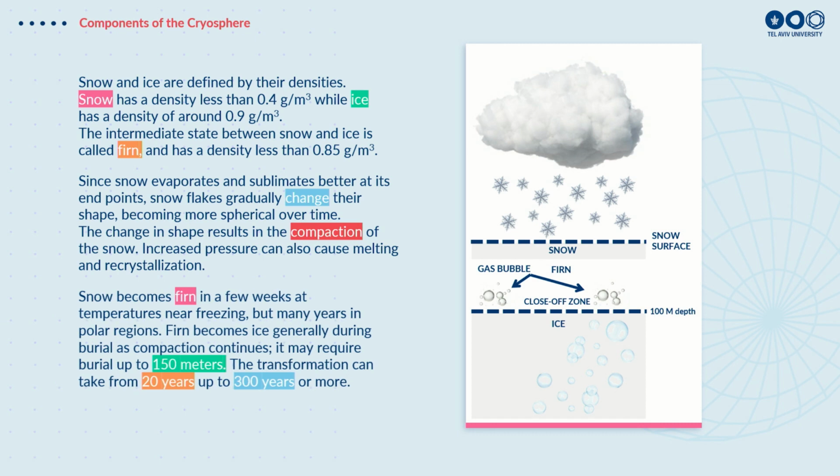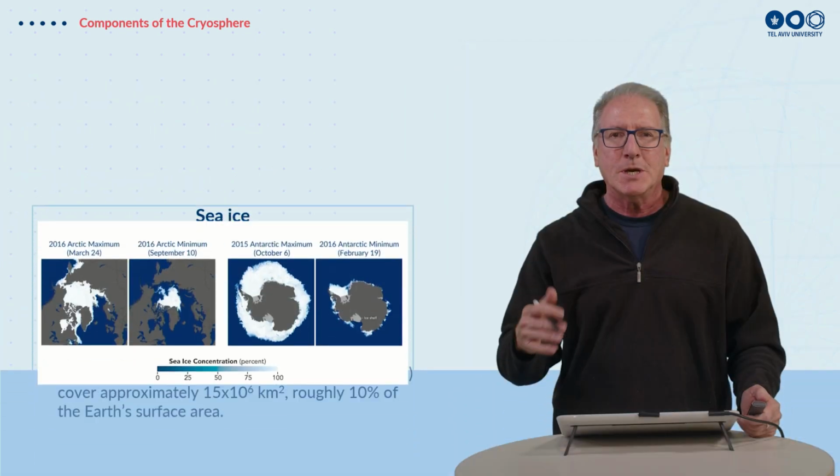But in very cold regions, like Antarctica and in Greenland, we can actually build up maybe 150 meters of snow before we have enough weight and mass to compact the snow into ice. And so this can take a very long period of tens of years and sometimes hundreds of years, depending on the temperature in that location.